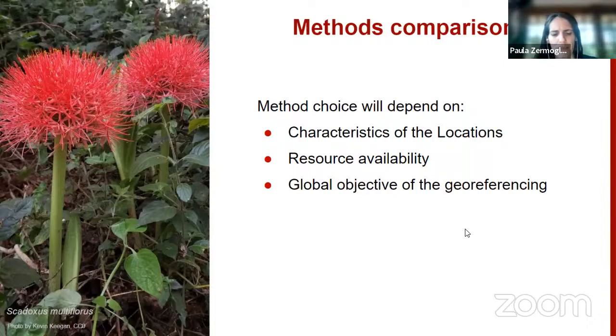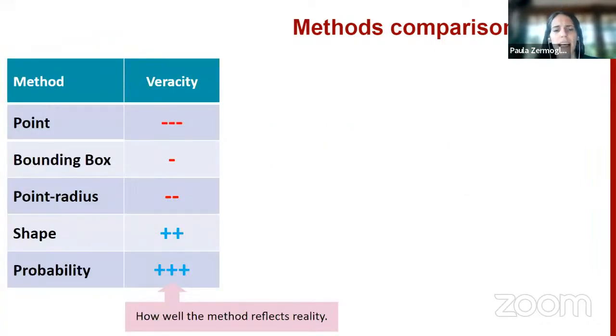Now, we've seen all these different methods: the point, the bounding box, the point radius, the shape, and the probability method. So which one do we choose? Well, our choice will depend on these three things on screen. First, the characteristics of the locations. Then the resource availability, because as we're going to see, some of these methods are more difficult to use or require more space to store the results. And so it will depend on the people that we have available to georeference, the amount of space in our computers that we have to store the results, etc., our resource availability. And also on the global objective of our georeferencing project.